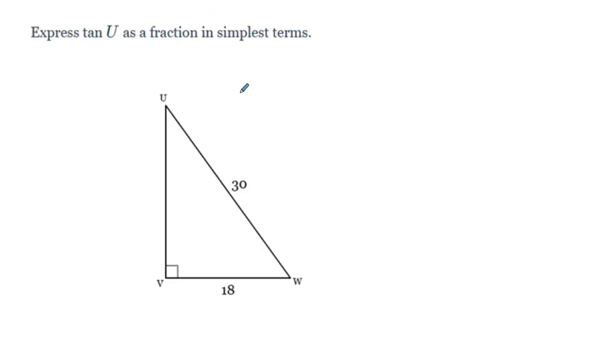Express the tangent of U in simplest terms. So if I'm standing here, my tangent is opposite over adjacent. So my tangent of U equals 18 over 30. Oh, wait, no. Oh, no. That's hypotenuse. And that's opposite. And that's adjacent. So I'm going to need to solve for the adjacent side. Let me do that right now.